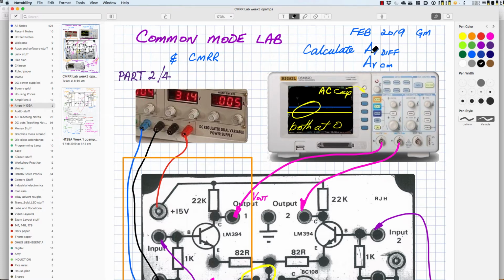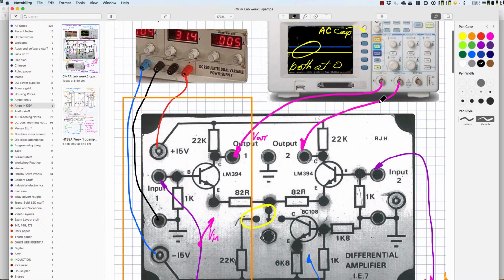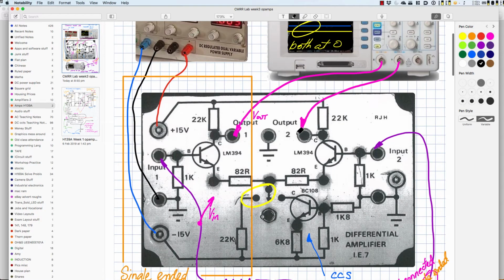Calculating the AV differential and the AV common mode. This lovely board we have to work on has LM394, a balanced pair of transistors, which helps a lot in this type of situation. If I was just to take 2 transistors off the shelf with beta variations, I wouldn't be able to get anywhere near the merit figures that I'm going to get today in the lab.